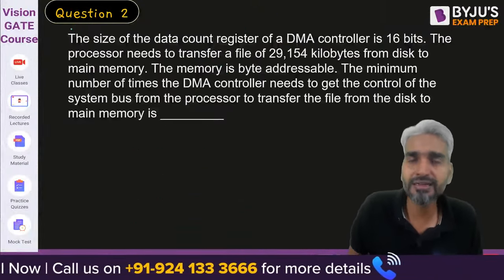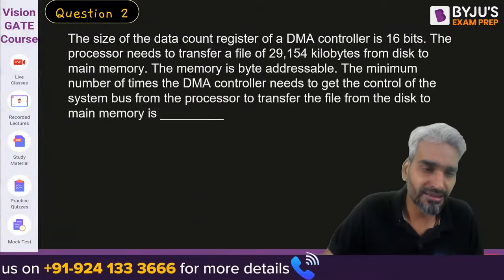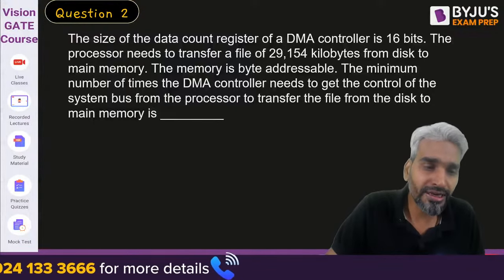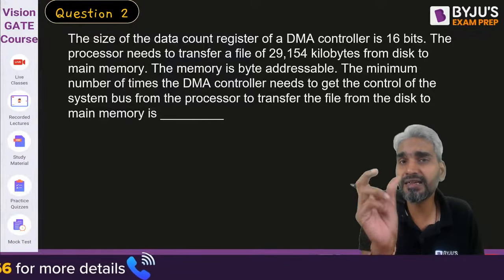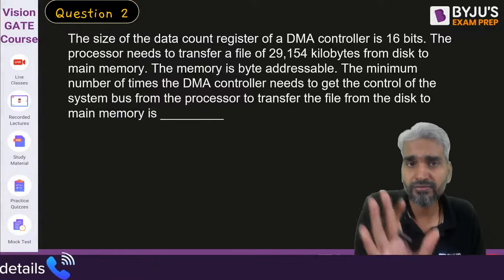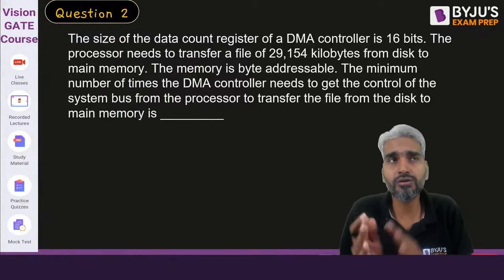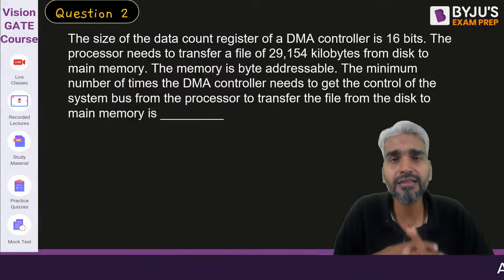So this question is related to block transfer. Let's try to understand what happens. In block transfer mode, we initialize the DMA controller with a count value, and we keep transferring the data until the count value becomes 0.